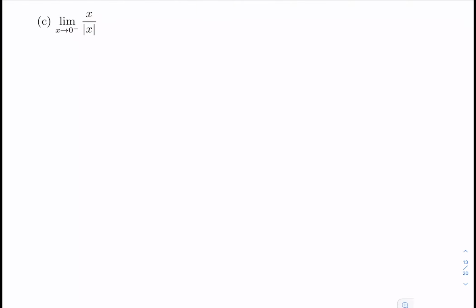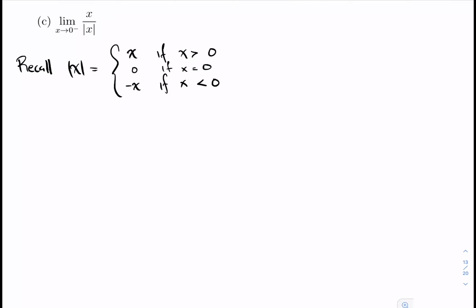All right, so we jump right into our next question, which gives us the limit as x approaches 0 from the left of x divided by the modulus of x. Here we have to recall that the modulus of x is the function defined piecewise: x if x is greater than 0, and -x if x is less than 0. Of course, it is equal to 0 if x is equal to 0.